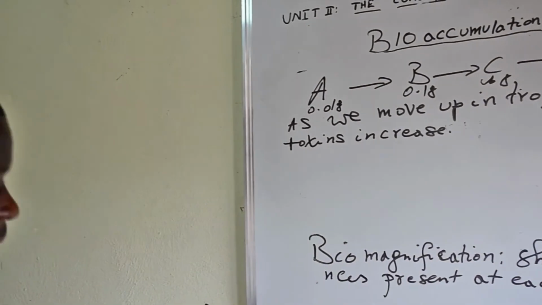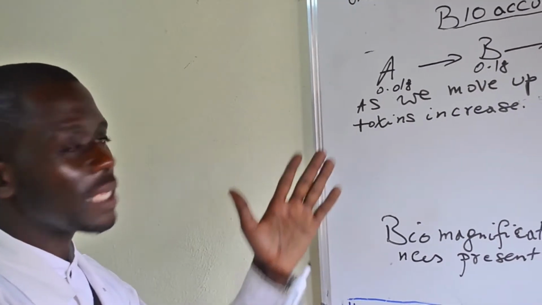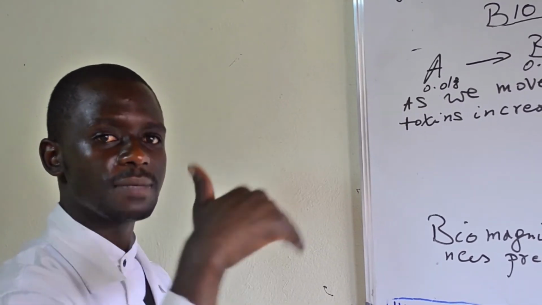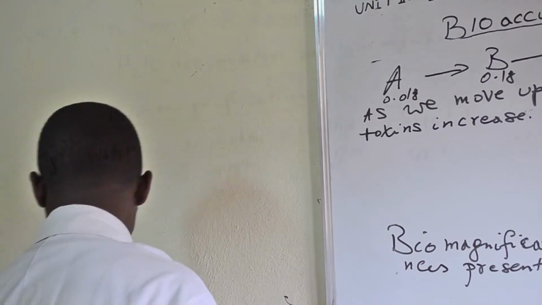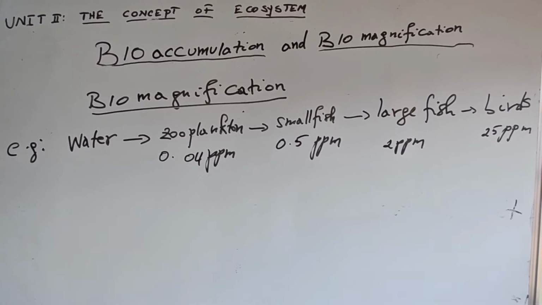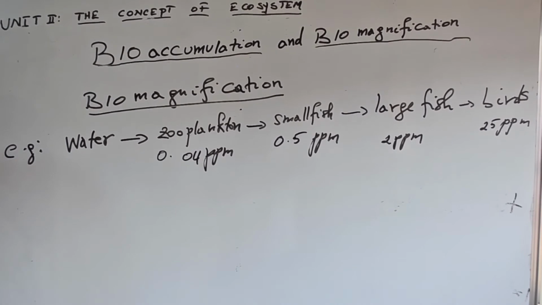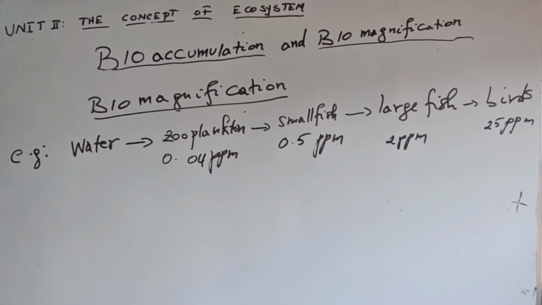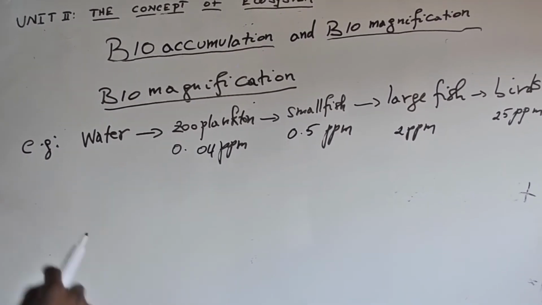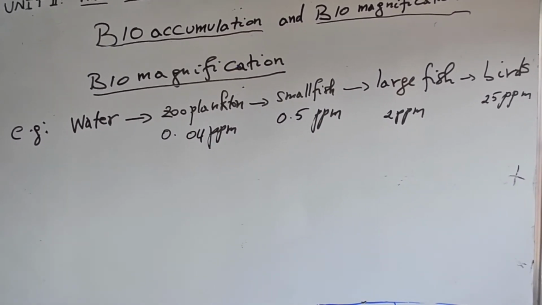Okay? Now we have a very specific example that I'm going to show you, which shows how these toxins have effects on the organism on the upper level. The example on biomagnification is this. Let's say a zooplankton, those small plants that we find in water, is eaten by a small fish, and the small fish is eaten by large fish, and later this large fish is eaten by birds.